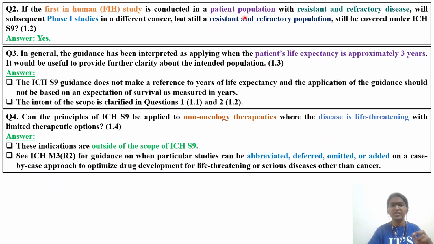Okay, then the next second question we will see: if the first in human study is conducted in a patient population with resistant and refractory disease. Okay, the FIH study you're doing, that is a phase 1 study. So you have to decide for this anti-cancer drug what dose can be given to this patient. But the patient population is refractory to that particular disease or resistant to that particular existing treatment. Will subsequent phase 1 studies in a different cancer but still resistant and refractory population still be covered under ICH S9?